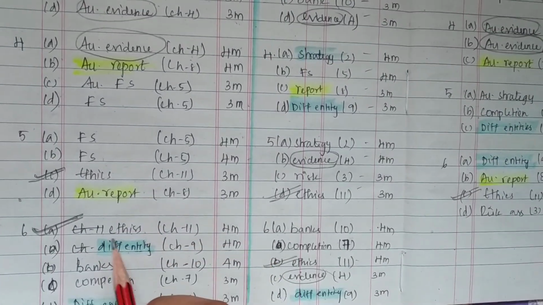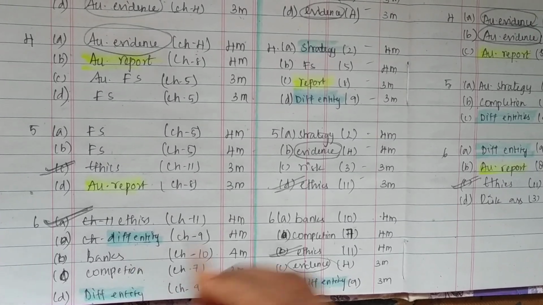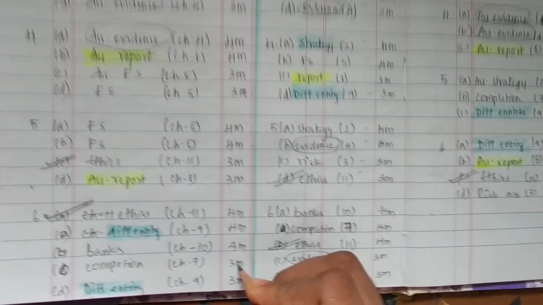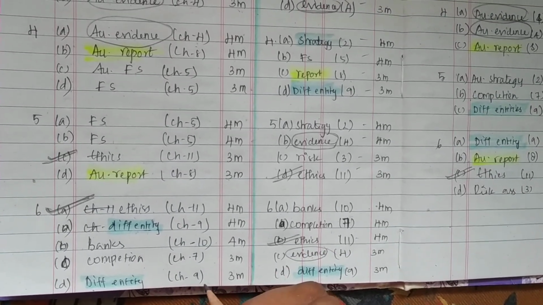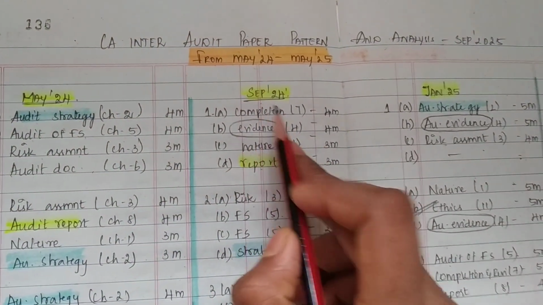In the sixth question, they have asked ethics chapter for 4 marks, different entities, that is chapter number 9, for 4 marks, bank chapter for 4 marks, completion chapter for 3 marks, and also different entities, that is chapter 9, for 3 marks, in our May 24 attempt. And also now let's see the September 24 attempt.